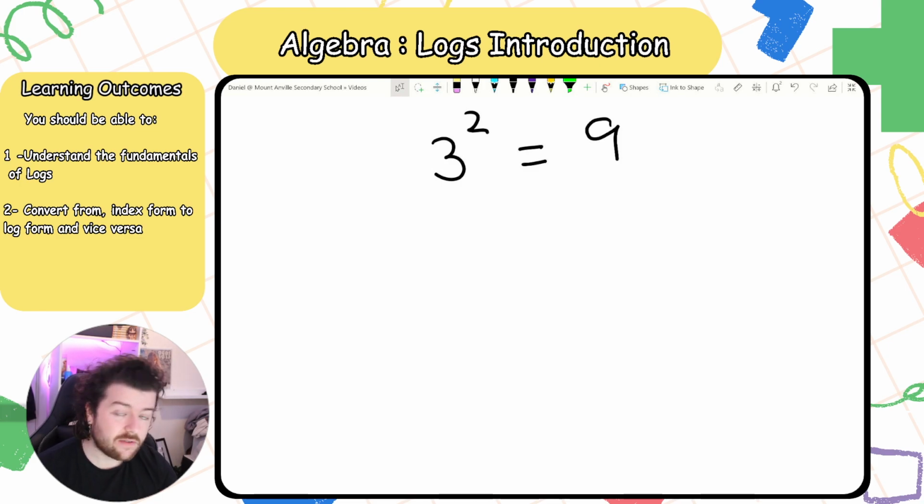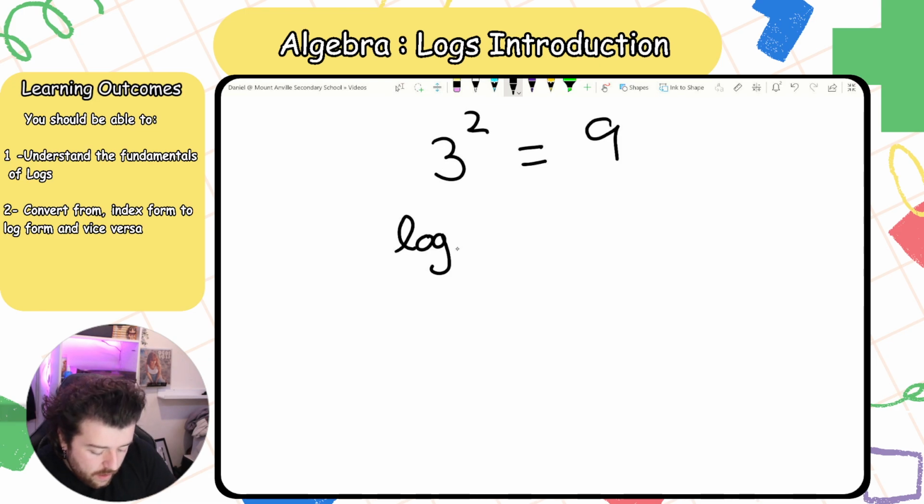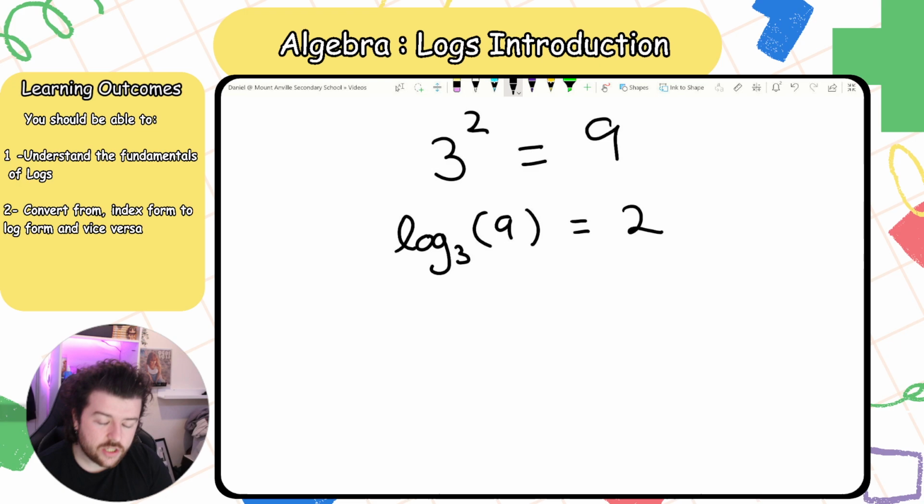3 squared is equal to 9. That makes sense. We know that, right? Well, with logs, I can rewrite this expression a different way. With logs, I could say here log base 3. A number underneath the log is called a base. Log base 3 of 9 is equal to 2.